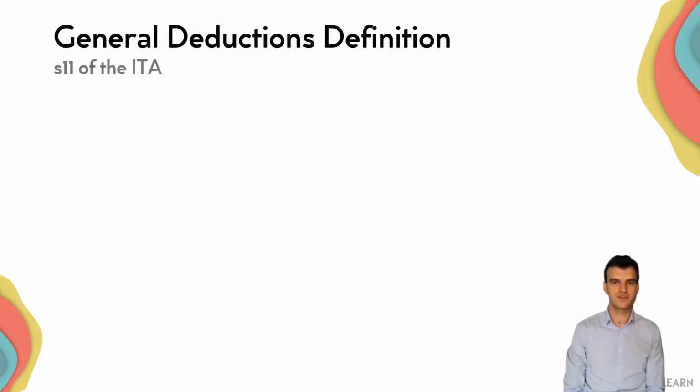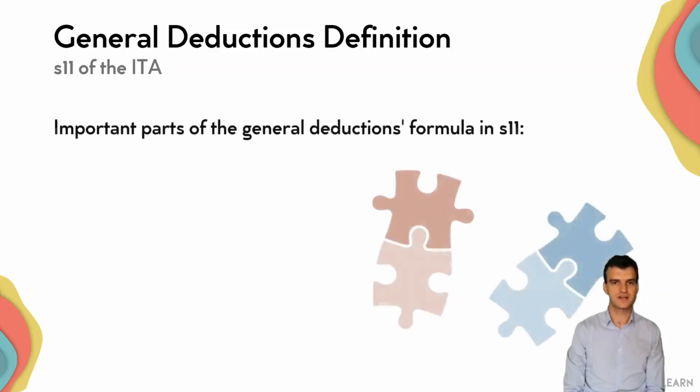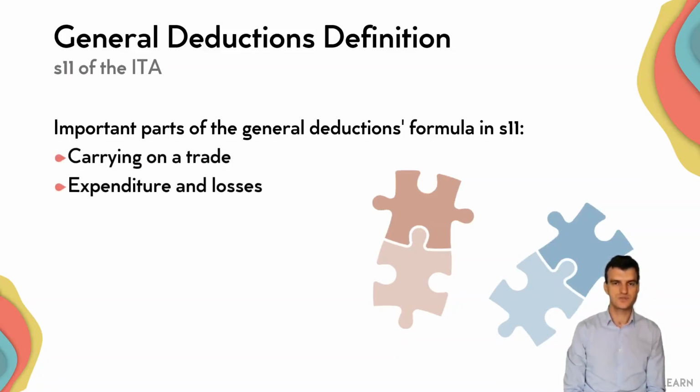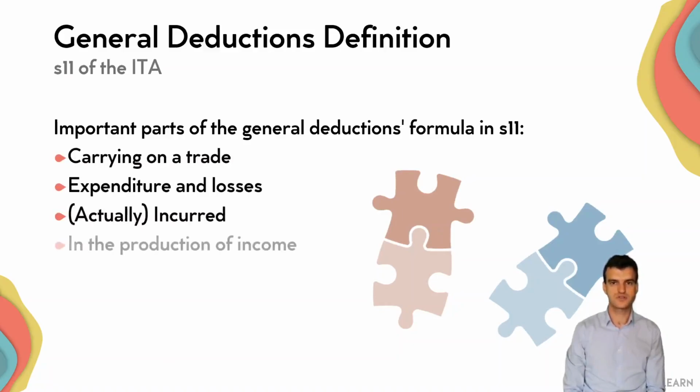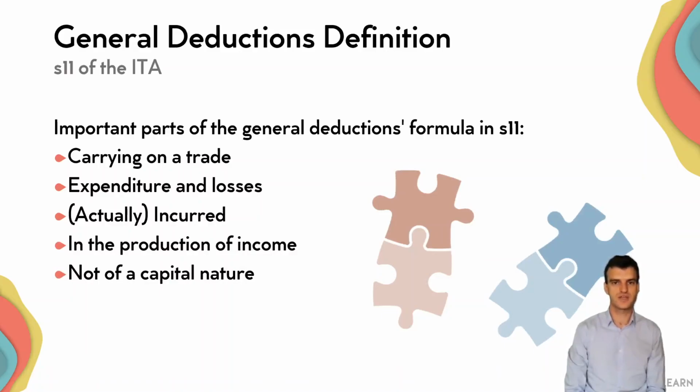The general definition which allows us to claim deductions is situated in Section 11 of the Income Tax Act. As you will see, it corresponds to the gross income definition, but this time we are dealing with expenditure and losses as opposed to income.